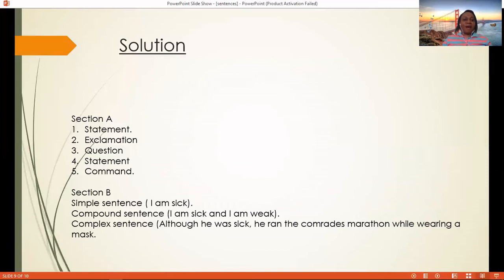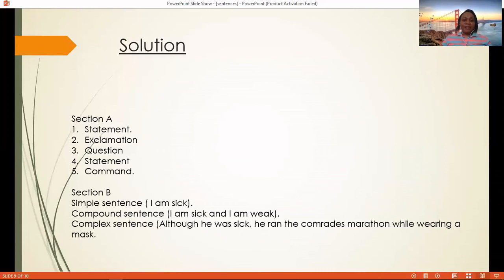And then number 5 is a command. You are being instructed there not to go there. So those are our answers, or that is our solution to our first section of the activity. Then moving down to section B, I have just written my own sentences there for us to compare, and we can still write more of our own sentences in our practice books.